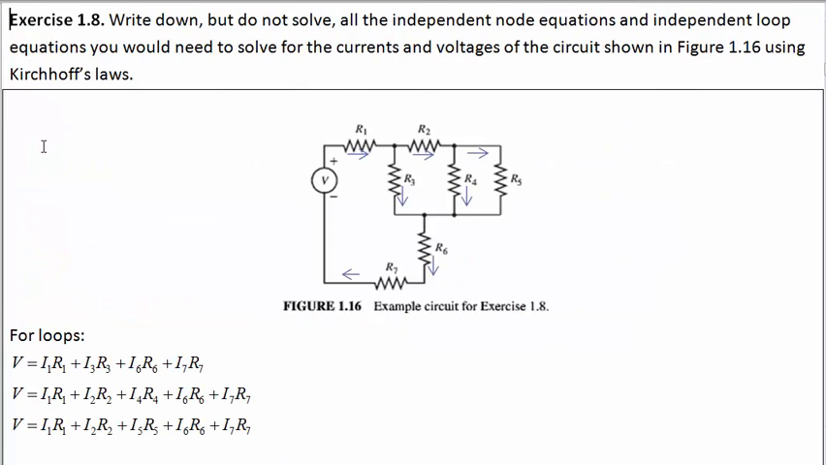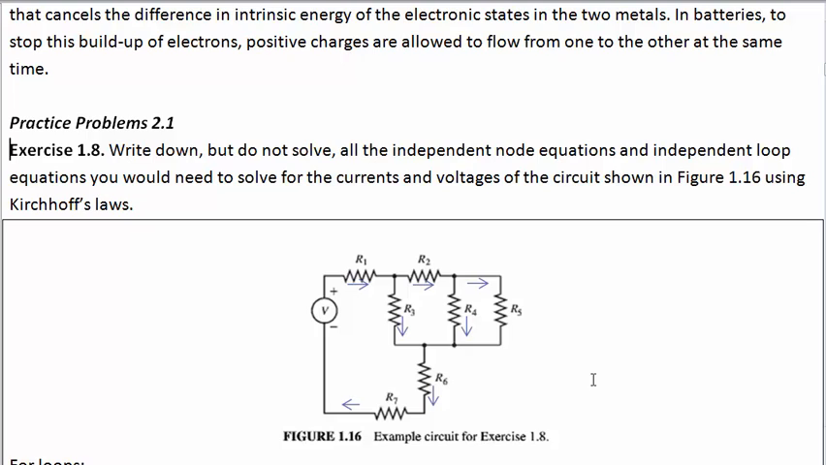Exercise 1.8. Write down but don't solve all the independent node equations and independent loop equations you'd need to solve for the currents and voltages of the circuit shown in 116 using Kirchhoff's laws. So that's this circuit right here. There's the directions we're going to use. Give it a shot. Welcome back.